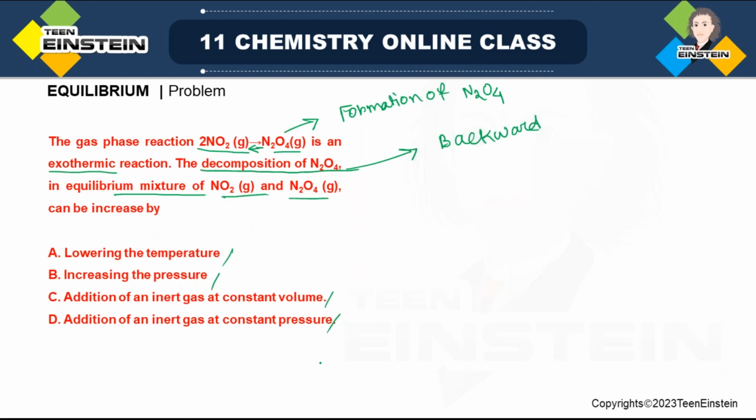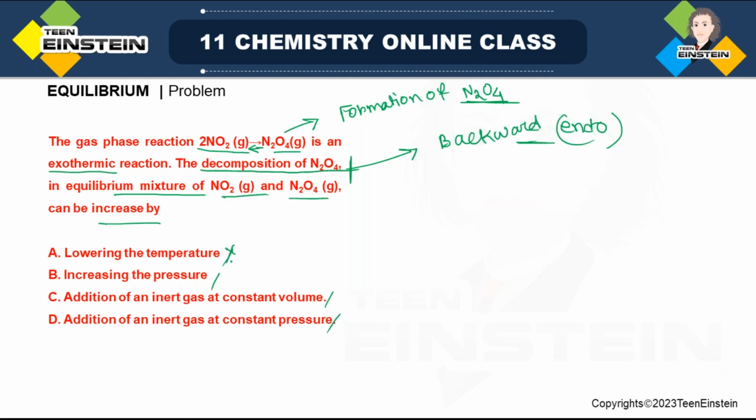Okay. So the first option is lowering of temperature. Now the formation of N2O4 is exothermic. That means backward reaction is endothermic. And endothermic reaction always means more heat will be required. It will absorb heat. But you are lowering temperature, you are not increasing. So obviously backward reaction will not be favored. In the problem, it is asking decomposition of N2O4 will be increased. That means backward reaction should be favored. But when you are lowering the temperature, it will not be favored because it is endothermic. So it is not correct.